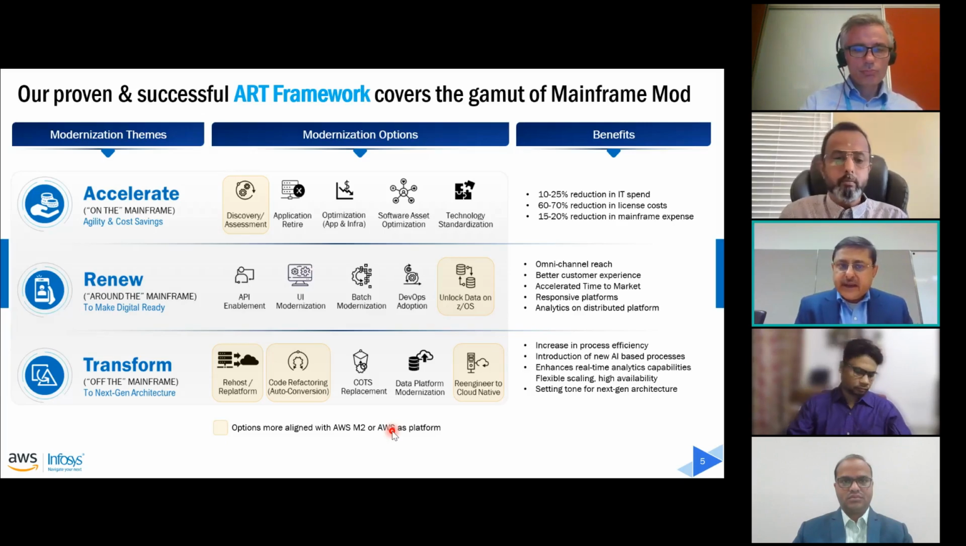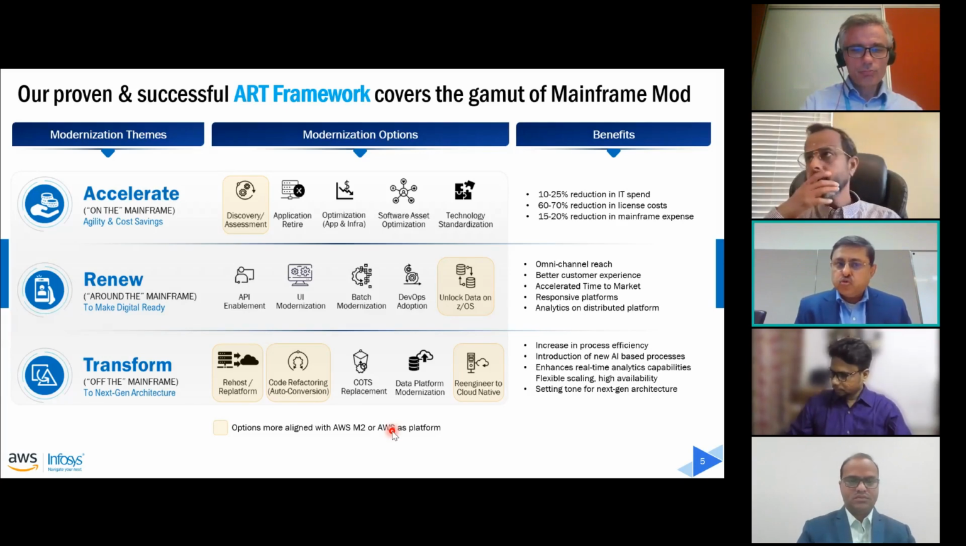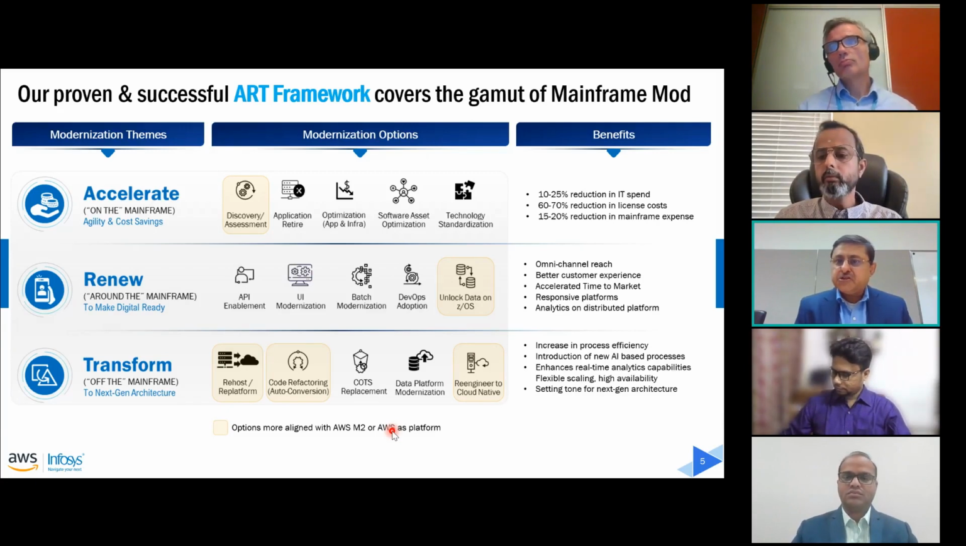Now, if you look at accelerate, these are some of the mainframe modernization options we recommend when the client wants to keep the mainframe and keep working and optimize on the mainframe. So we get some benefits here. We, of course, get 10 to 25% reduction in IT spend. We also look at 6 to 70% reduction coming from license costs. So these are some of the benefits.